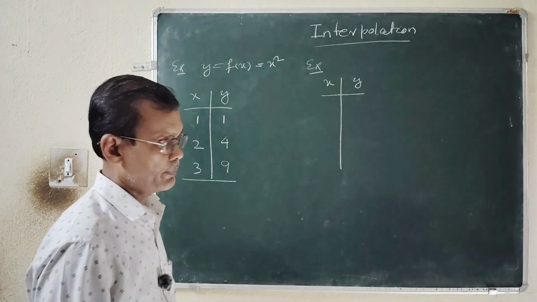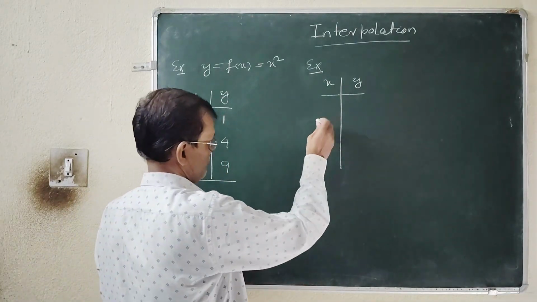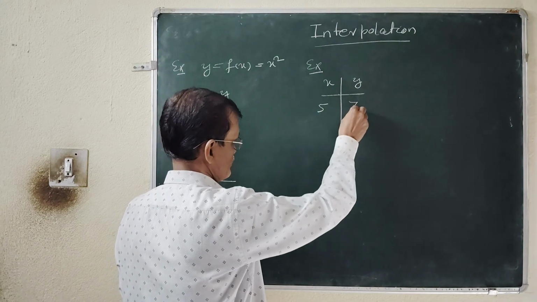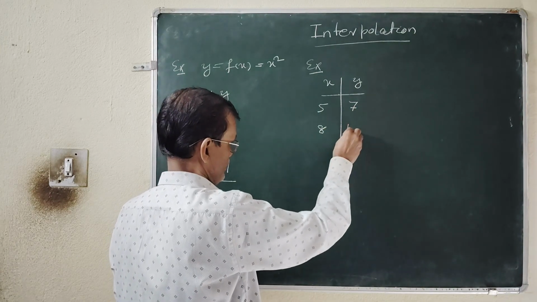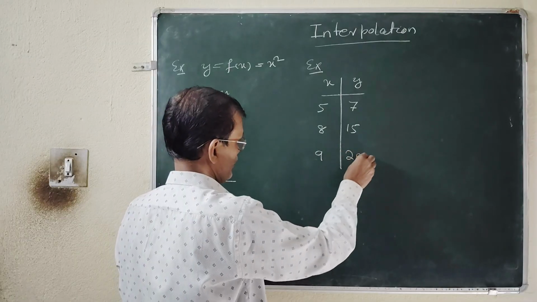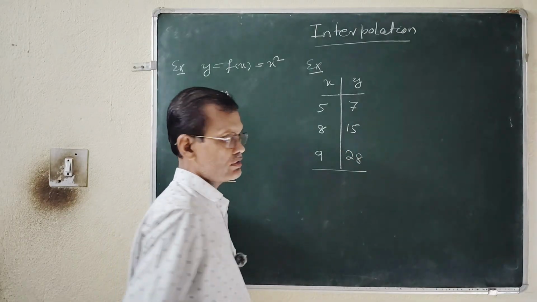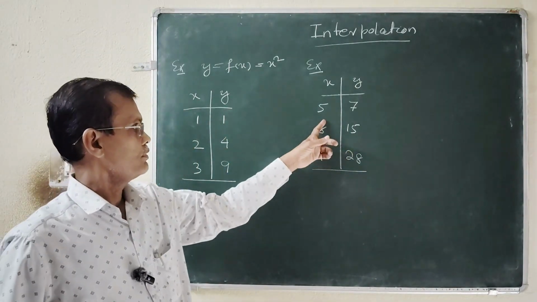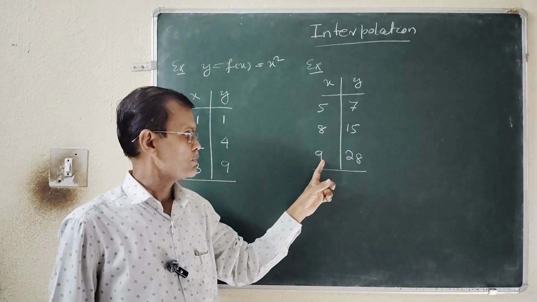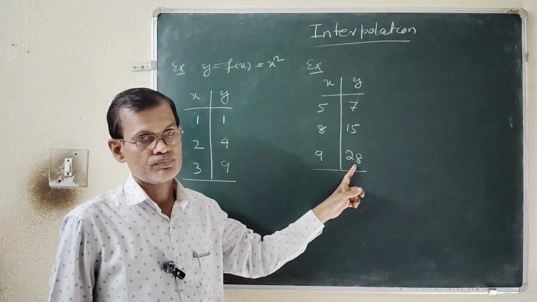The function is not given but the data is given. Suppose 5, 7, 8, 15, 9, 28. So these are the set of data. Corresponding to 5, the value is 7. Corresponding to 8, the value is 15. Corresponding to 9, the value is 28.